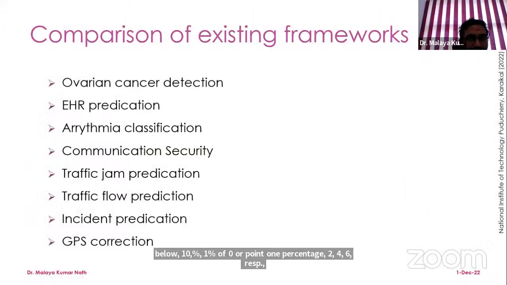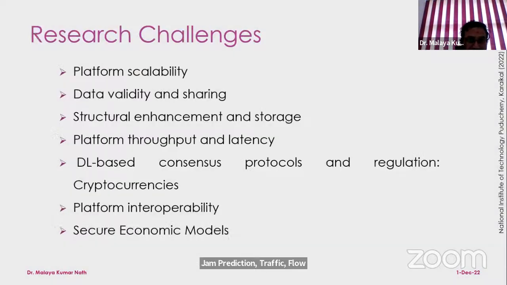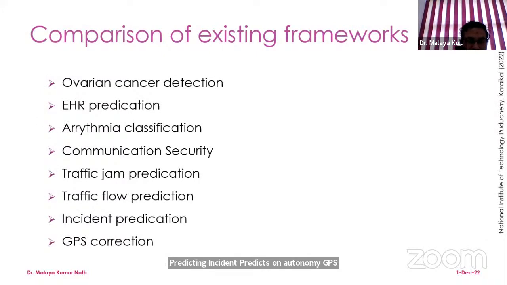Next, we'll talk about this comparison of existing frameworks. Here we'll discuss some of these frameworks which are using blockchain along with deep learning for ovarian cancer detection, electronic health record predictions, arrhythmia classification, communication security, traffic jam prediction, traffic flow prediction, incident prediction, as well as GPS correction. So these things we'll discuss in the next session.